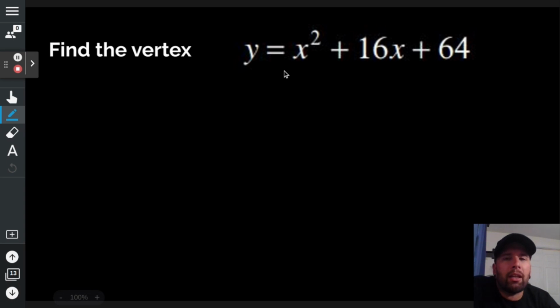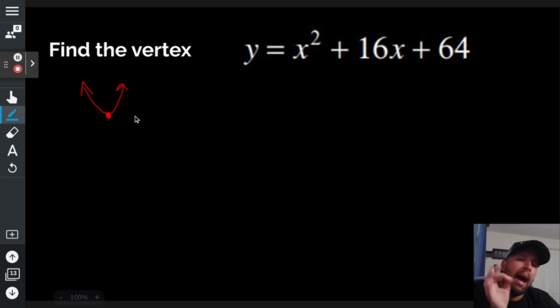Find the vertex of y equals x squared plus 16x plus 64. The vertex is either the minimum or maximum of a parabola. This is a quadratic because it's x squared. Since this is a positive x squared, it's going to look like this. The vertex is the very bottom of it.